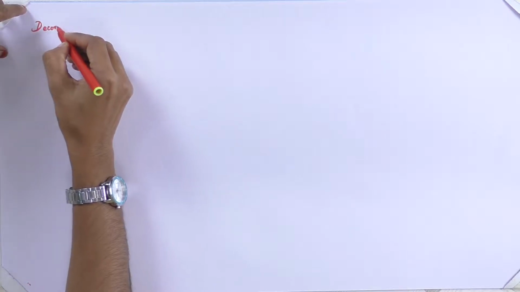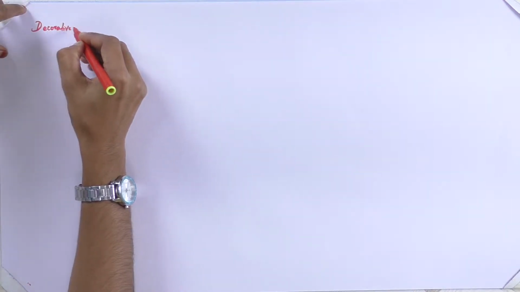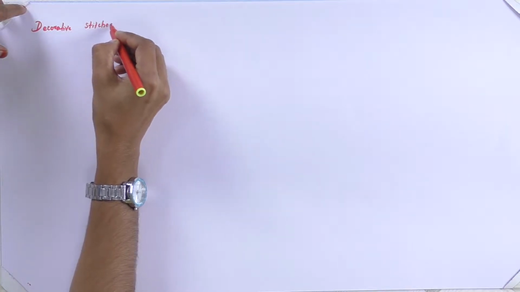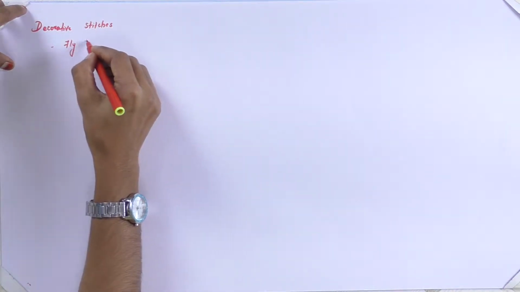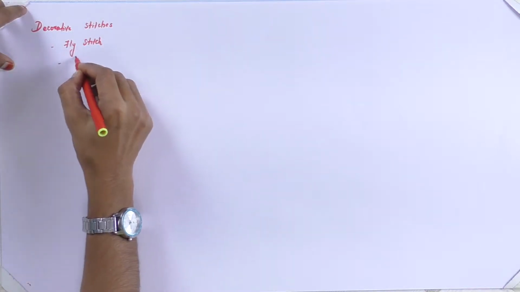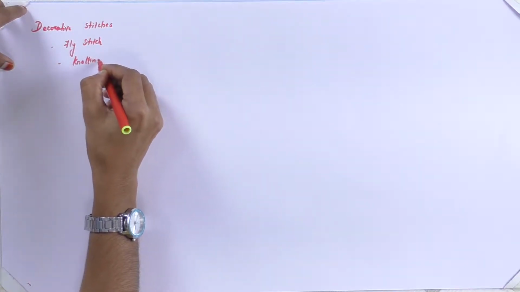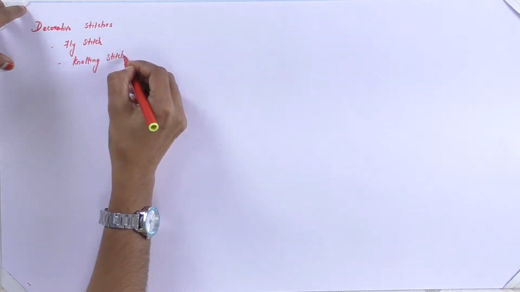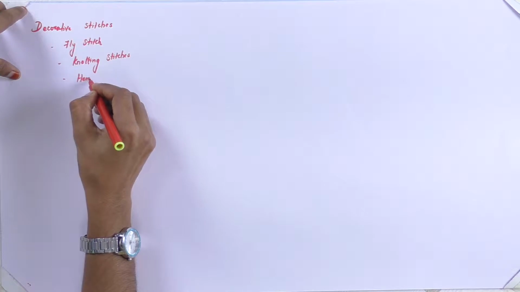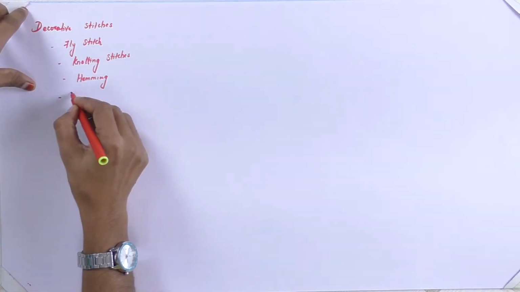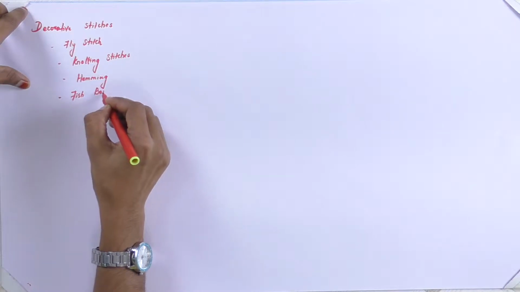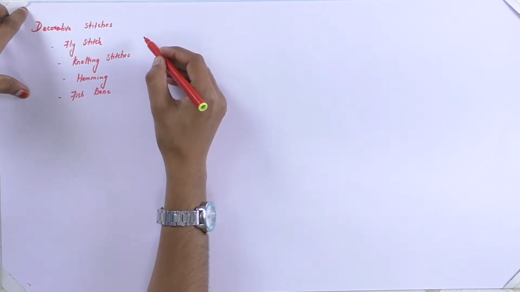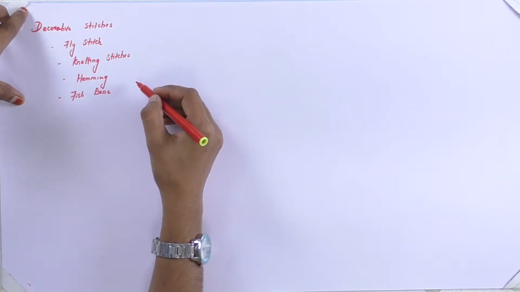Hello students, today we are going to see about a few decorative stitches in hand embroidery. Let me list down the decorative stitches we are going to see for today's class: fly stitch, knotting stitches, hemming, fishbone. These are the main stitches we are going to see today.